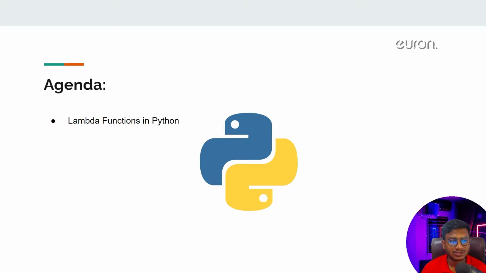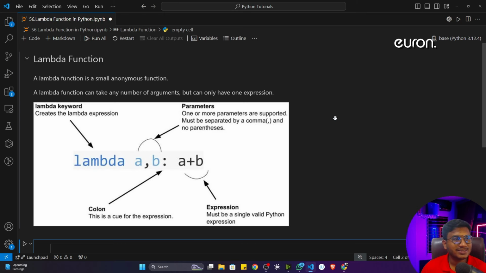So what I'll do is go to my code editor and show you this particular Lambda function. So guys, you can see a Lambda function is nothing but a small anonymous function inside Python. A Lambda function can take any number of arguments, but can only have one expression. Okay. So here you can see I have kept one example.